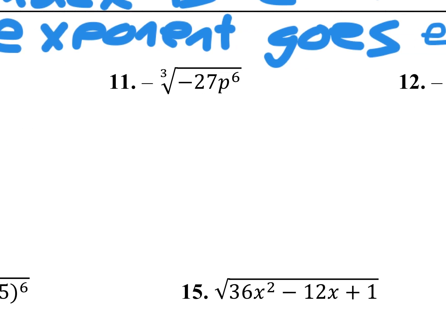All right, so these negatives are going to join together. You can bring a negative out when you have an odd index. So the negatives combine together and just make positive. Cube root of 27 is 3. I divide 6 by 3 and I get p squared. I don't need absolute value because the index is odd, so I don't even have to think about whether anything went from even to odd.